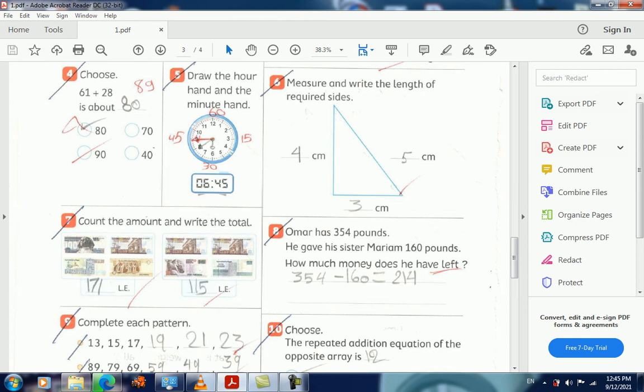Number 5, draw the hour hand and the minute hand. They give you the clock and they want you to write the time, which is 6:45. How can we draw that? We go with the large arrow first from the center of the clock and it should point at 9. Then 6:45, this means the small arrow will be between 6 and 7. It hasn't reached 7 yet, but it has already passed the 6. So it will be in between, a little bit closer to the 7.